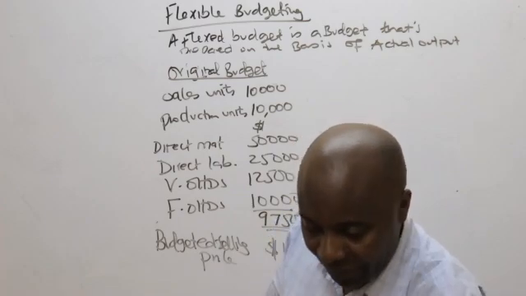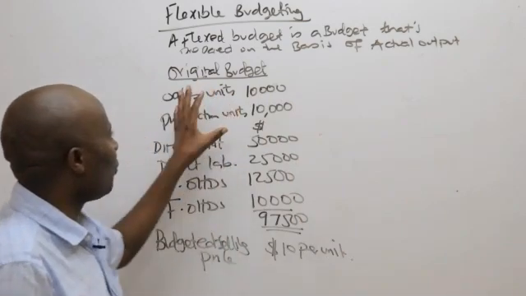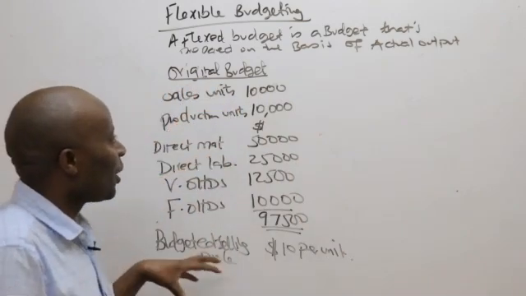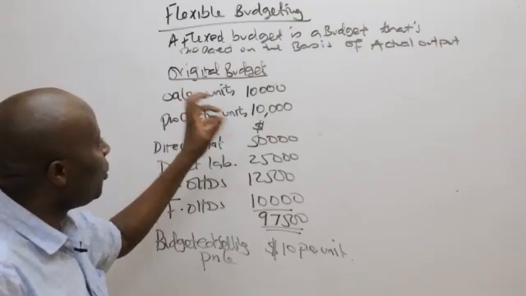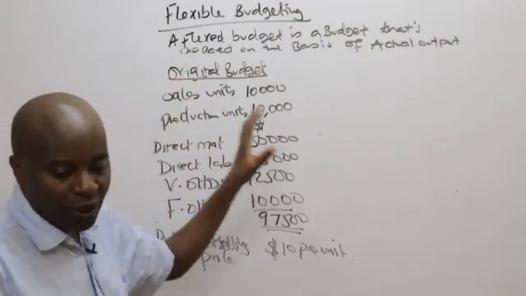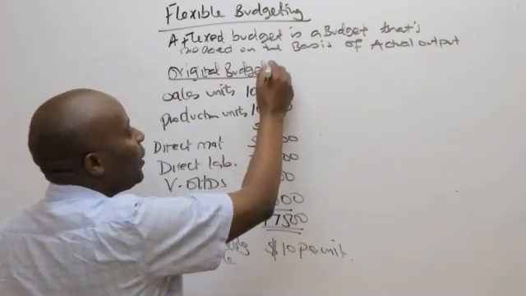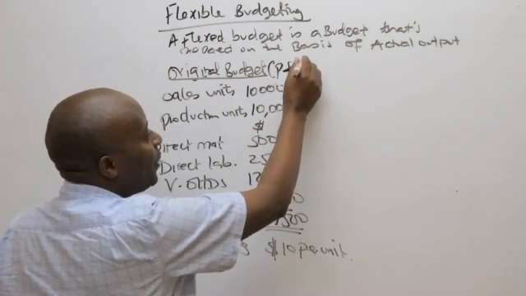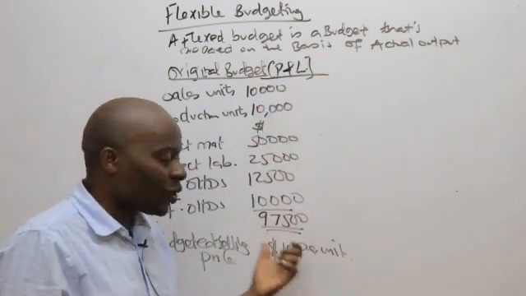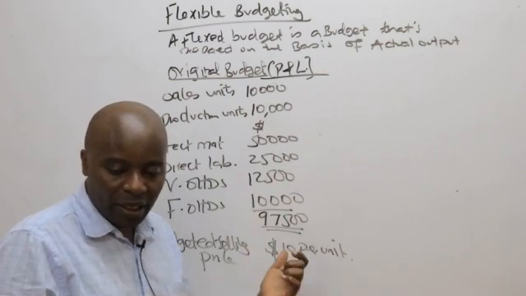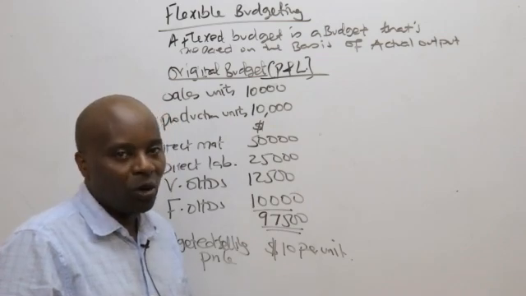So thank you very much. Now here we are. When you give me this kind of budgetary information and you want me to flex your budget, the first thing that I will do is to prepare the original budget. This original budget is basically a profit and loss account, where we need to tell the examiner whether we have a profit or a loss.